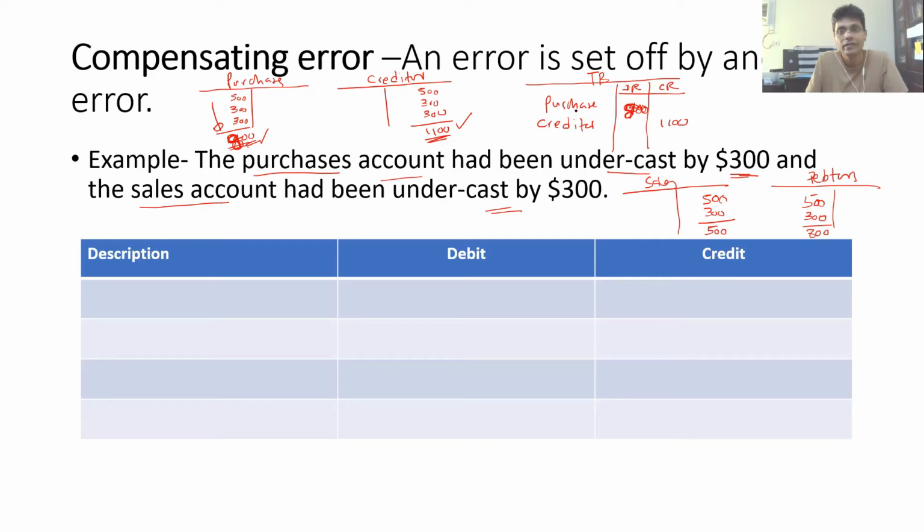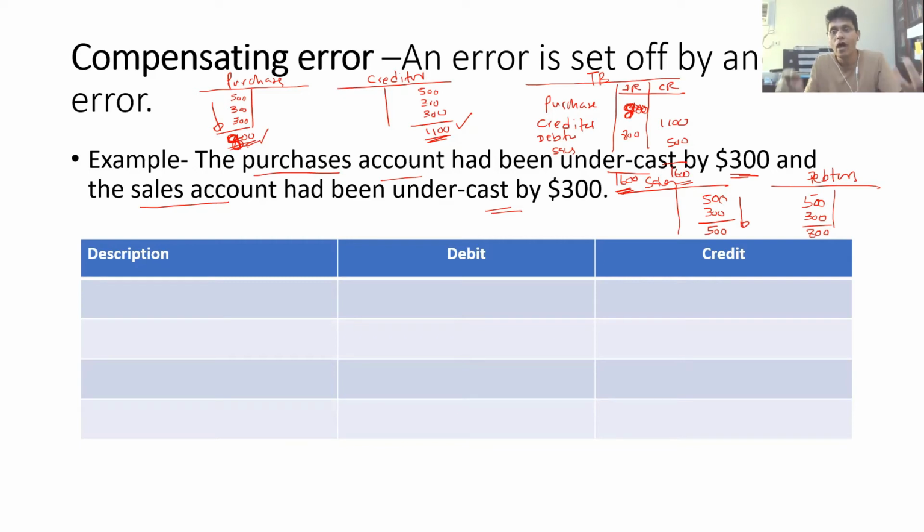Okay, so when you prepare the trial balance, you will take debtors 800 and sales how much? 500, because your sales account is undercast by how much? 300. Now when you take the trial balance, will it balance? 800, 800, 1600, 1100 plus 500, 1600. See what has happened. Your trial balance is balancing.